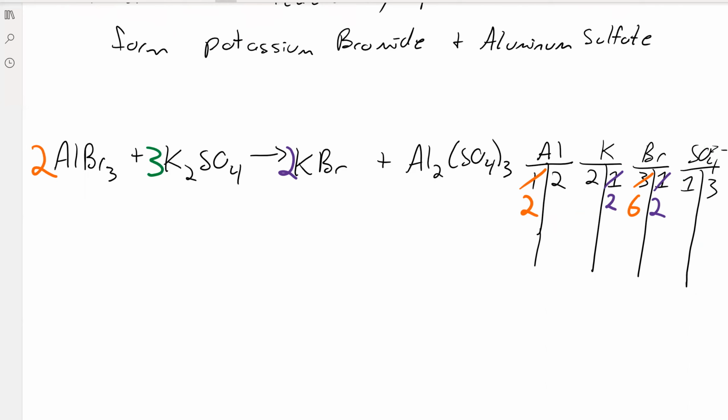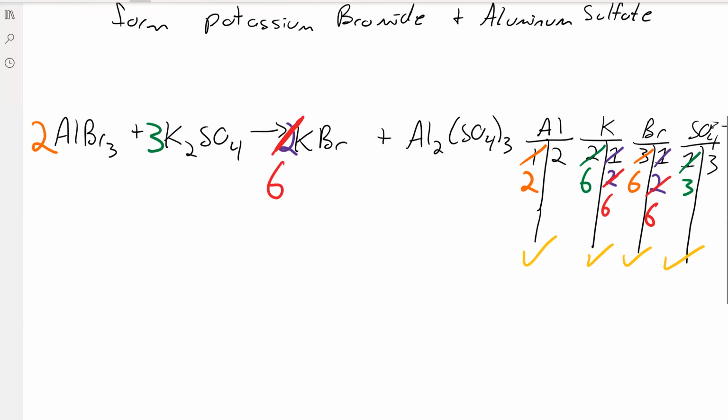So we need 3 sulfates. That'll launch that up to 3 for our sulfates on the reactant side. But then that'll kick us all the way up to 6 potassiums. All right, my aluminums and my sulfates are balanced out nicely. Just the potassium and bromine are not. In each case, we have 6 on the reactant side and only 2 on the product side. So I can go ahead and change this 2 into a 6, and then I'll have 6 on either side. And my chemical equation should be balanced.